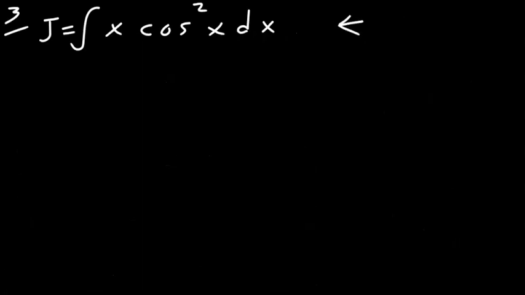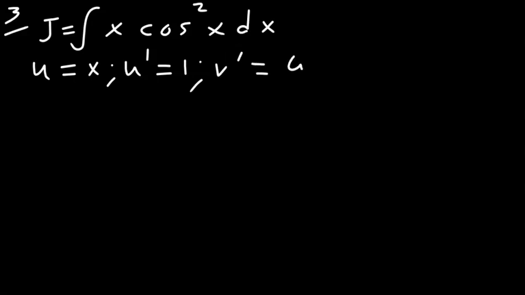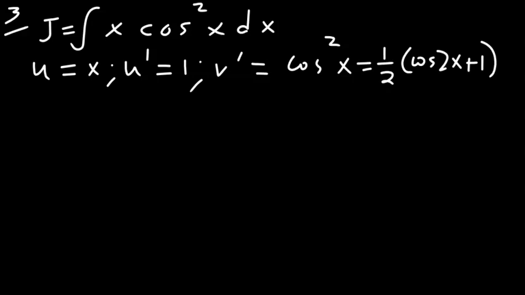What about this integral? So again, let's choose u to be x, so that means u prime is just 1. It gets simplified. Now v prime is the remaining function, which is cosine squared x. Using trigonometry identity, cosine squared x is just half cosine 2x plus 1. So that means your v, which is the result that you get by integrating this, will be 1 over 4 sine 2x plus 1 over 2 x.